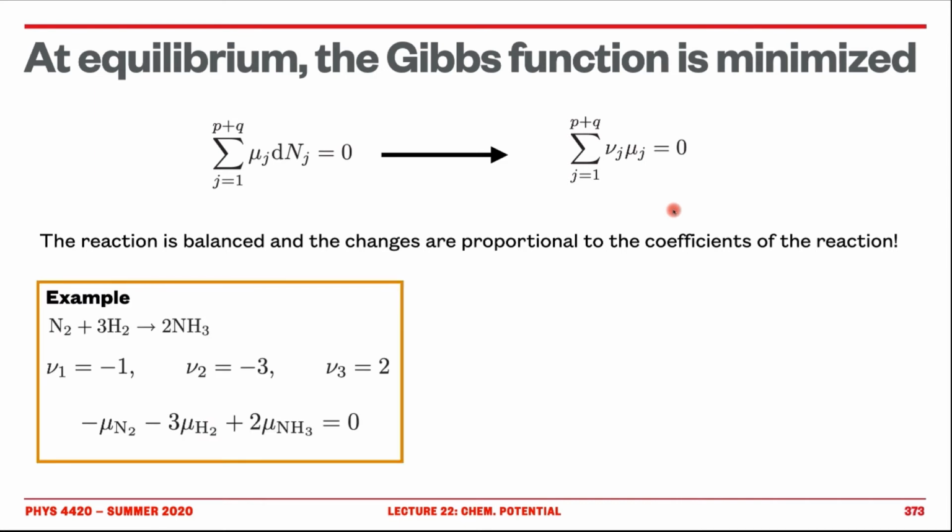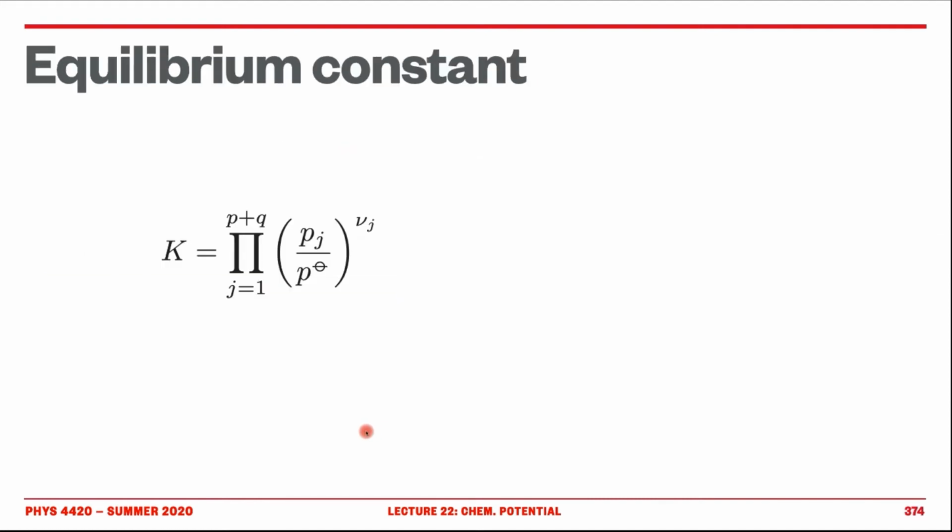So let's see the same example with ammonia I mentioned before, so we understand this. At equilibrium, minus mu of this, minus 3 mu of this, plus 2 mu of this is equal to 0. This is exactly an example of this equation. It is due to the fact that the Gibbs function should be minimized. In other words, any change dG should be equal to 0. And this is exactly how we write it for a specific case of a chemical reaction. Okay, so that's nice. Now let's keep working.